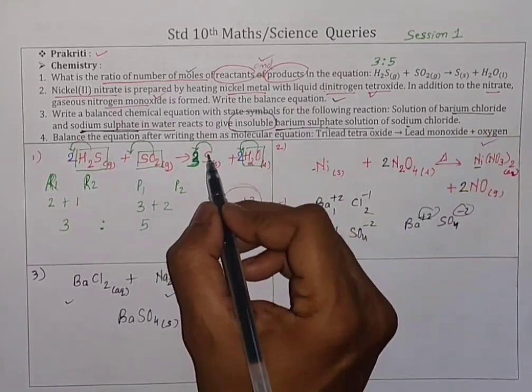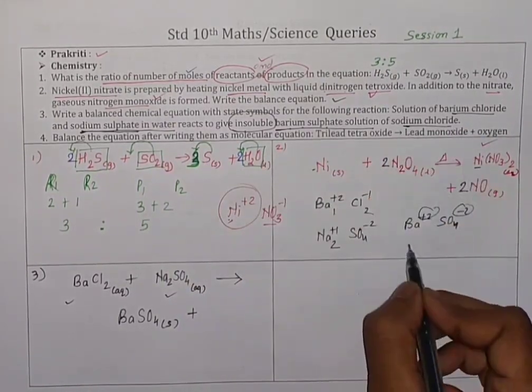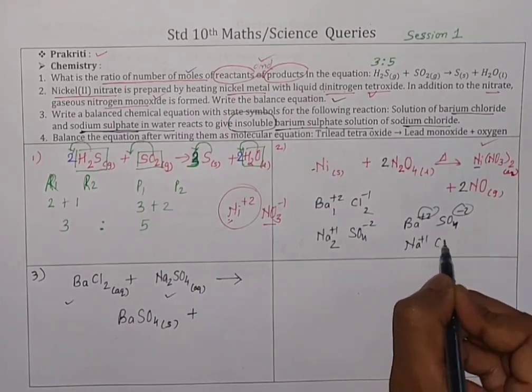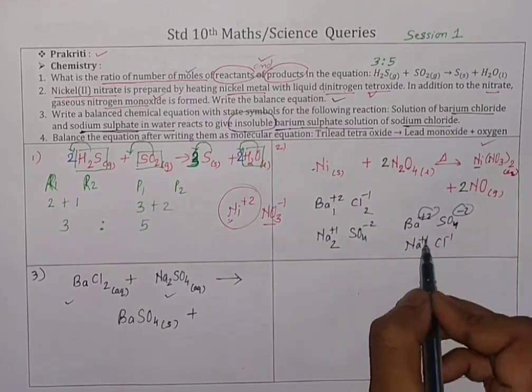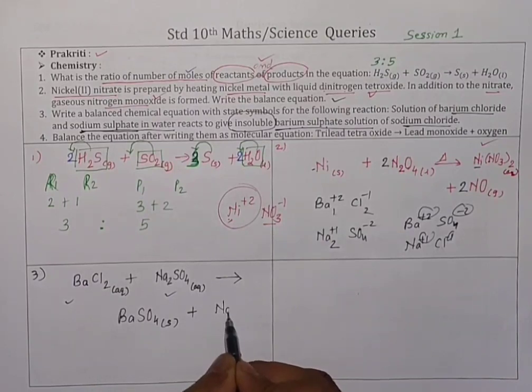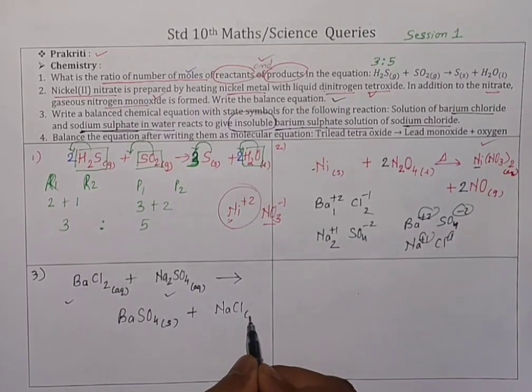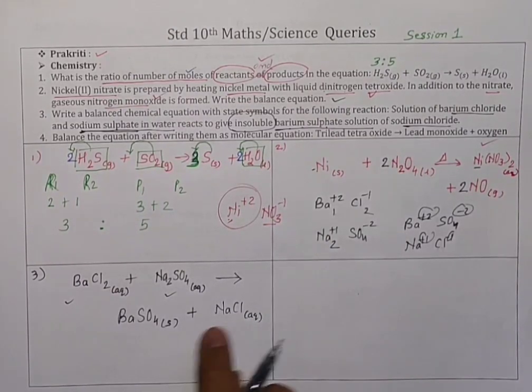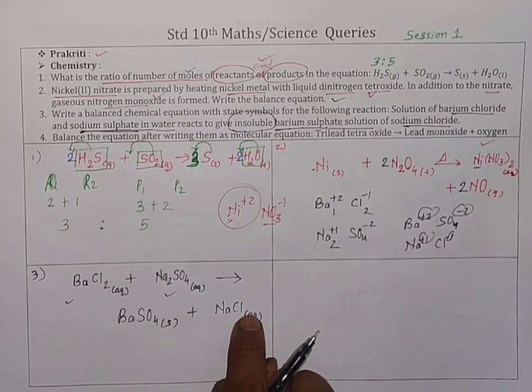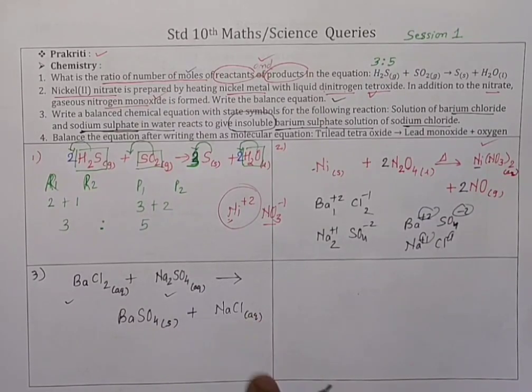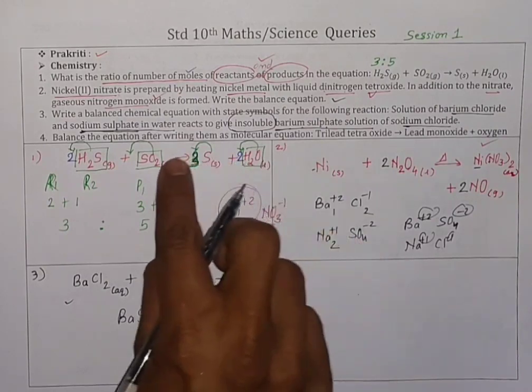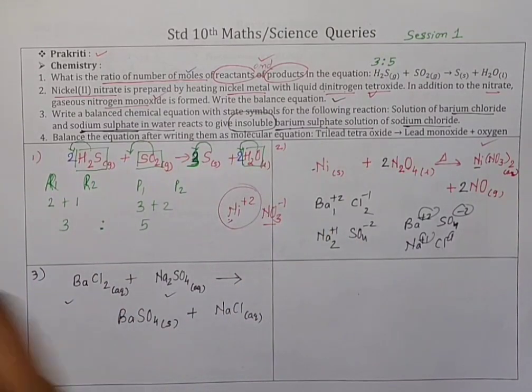And next you get sodium chloride. Sodium is Na plus 1, chloride is Cl minus 1. Join directly, plus 1 minus 1, NaCl. Children, this is soluble, this is aqueous. This insoluble substance you will get in sodium chloride solution. Is that clear? So you will have to balance it.